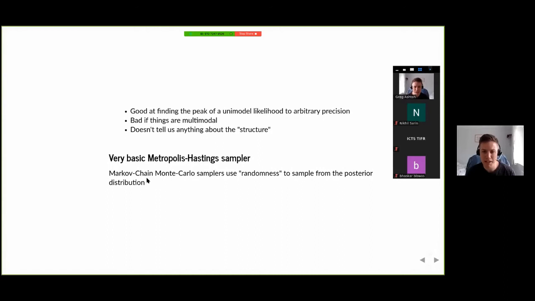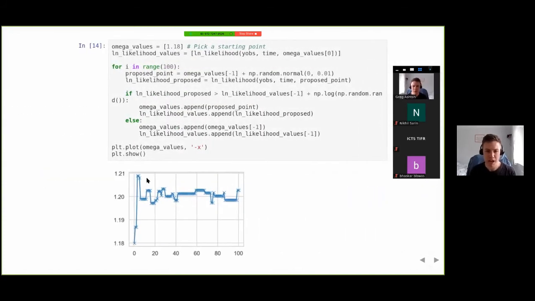So how do we make it so that it can tell me about the shape of the distribution? And in particular, what happens if I have things which are multimodal and have two peaks? I might end up walking up one peak and there's a much higher peak over here. So now we're going to build a very basic Metropolis Hastings sampler. The idea here is to introduce randomness, which means that we don't always walk uphill, but we sometimes walk downhill.